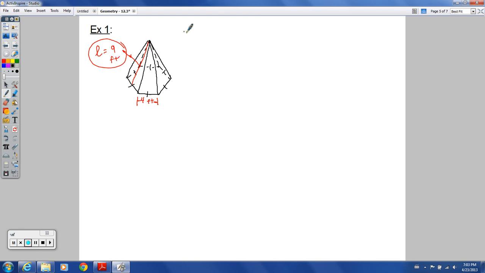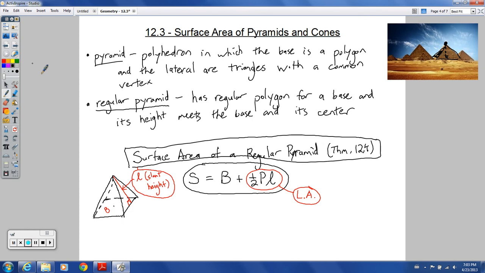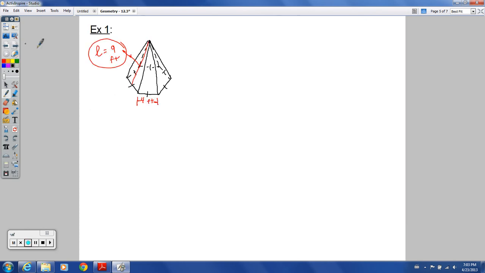So what formula are we going to use if I'm asking you to find the surface area? Well, it's the one we just wrote down right here. S equals B plus 1/2 P times L. So we have the area of the base plus 1/2 of the perimeter times the slant height. So which of these values do we have? Which ones do we know? Well, we definitely know the slant height. It's given to me right there. It's 9.